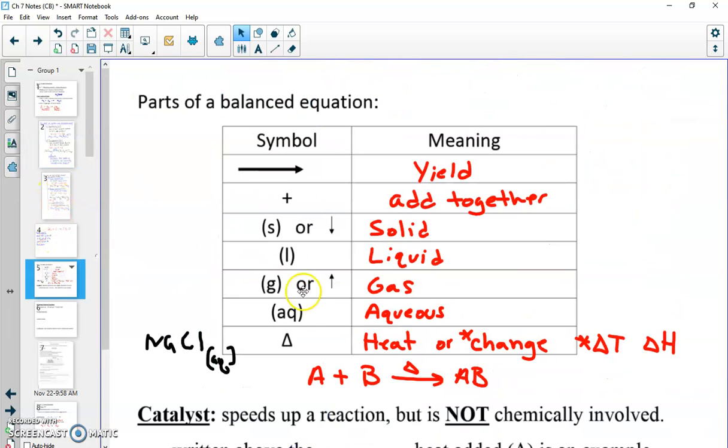Now, the last one we have is aqueous, or AQ. What that means for us is that we have something being dissolved in water, or something being diluted in water. The best example I have for you is salt water, right? You take some salt, you're going to put it in water, you're going to stir it up, and after a while, that salt will be dissolved in water. You've just made a solution of sodium chloride.